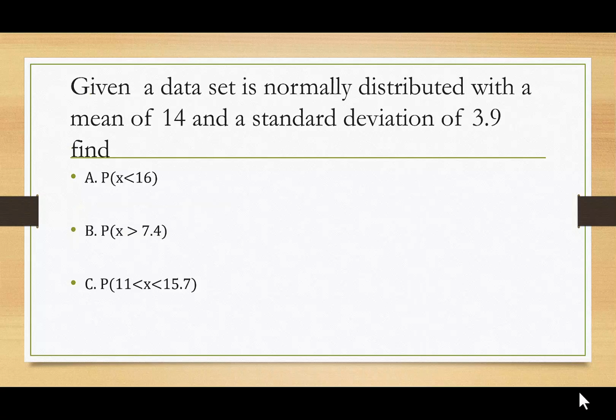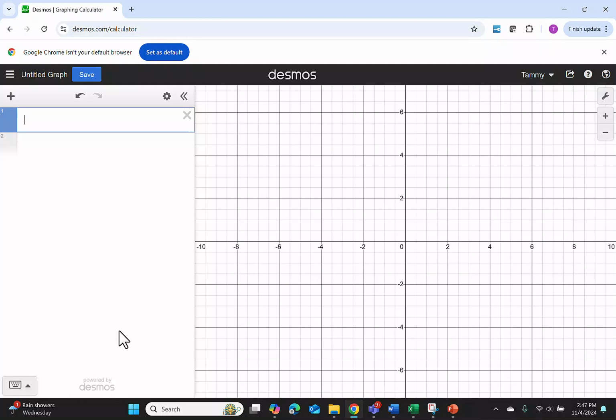Let's start with a data set that is normally distributed with a mean of 14 and a standard deviation of 3.9. We'll find the probability that x is less than 16, greater than 7.4, and between 11 and 15.7. The first thing we do is we go to Desmos and we enter normal dist. Or remember, you can open the keyboard, go to the functions, go down to distributions. When you put in a parenthesis, we need to enter our mean, which was 14, put a comma, and then put in our standard deviation of 3.9.